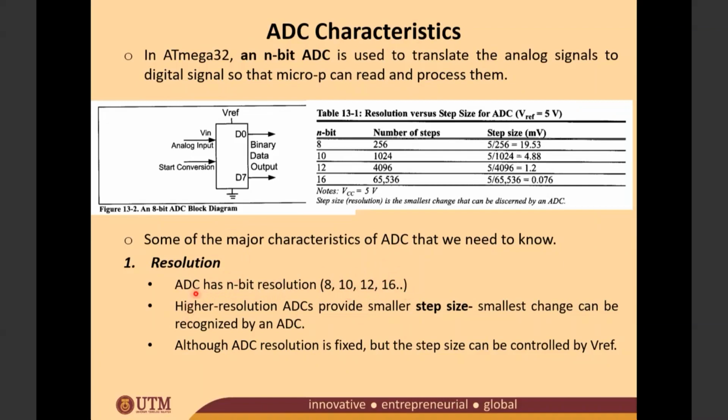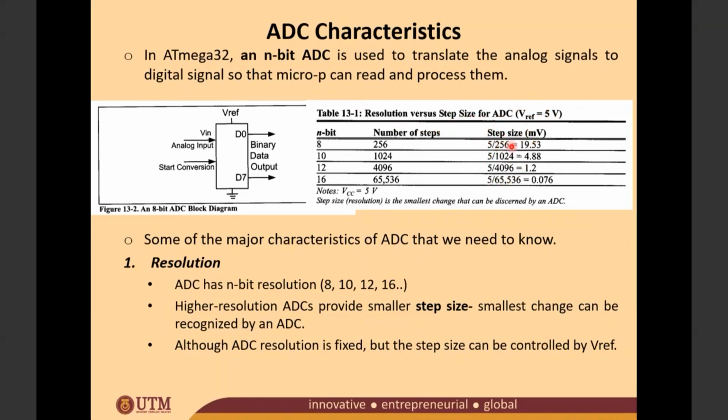Okay, so a higher resolution ADC will provide a smaller step size, which means a smaller change can be recognized by the ADC. Why? Because you can see from this table here, this is the resolution versus step size for an ADC with a VREF of 5 volt. How to calculate the step size? By using this formula here, which is VREF divided by the number of steps.